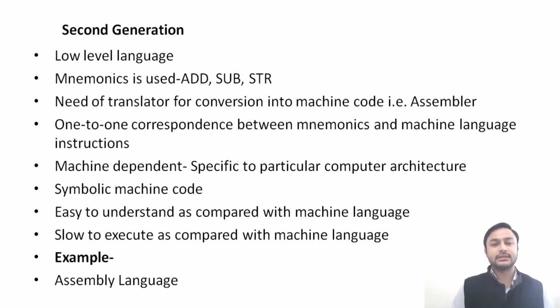What is a translator? Translator is a program. ट्रांसलेटर क्या होता है? एक प्रोग्राम होता है जो कि क्या करेगा, असेंबली लैंग्वेज को एज ए इनपुट लेगा और उसके बाद उसको क्या करेगा, कन्वर्ट करेगा. It will convert into machine language. So these are some contents of the second generation, like many advantages and disadvantages.